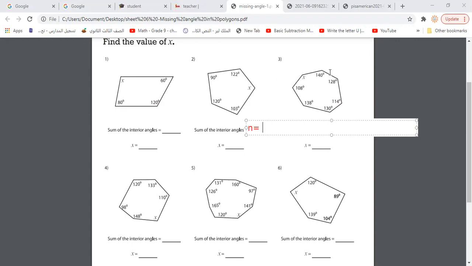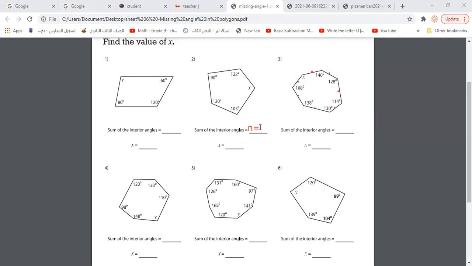1, 2, 3, 4, 5, 6, 7. Okay, agree with me? Let's count again. 1, 2, 3, 4, 5, 6, 7, right? So the number of sides is 7.